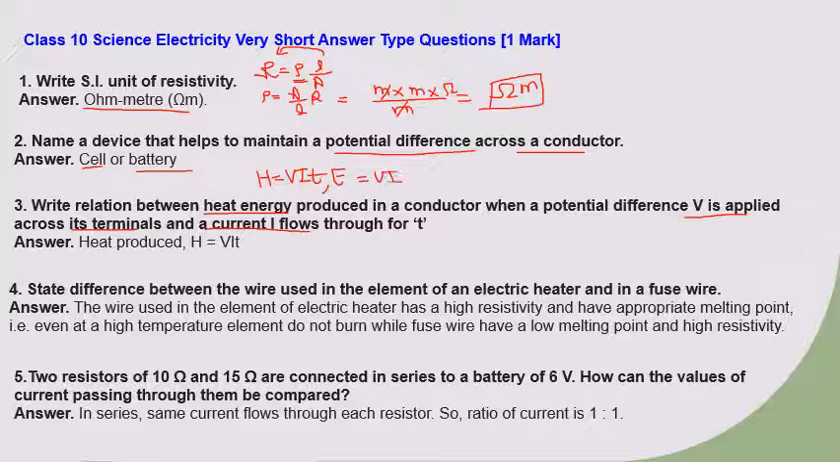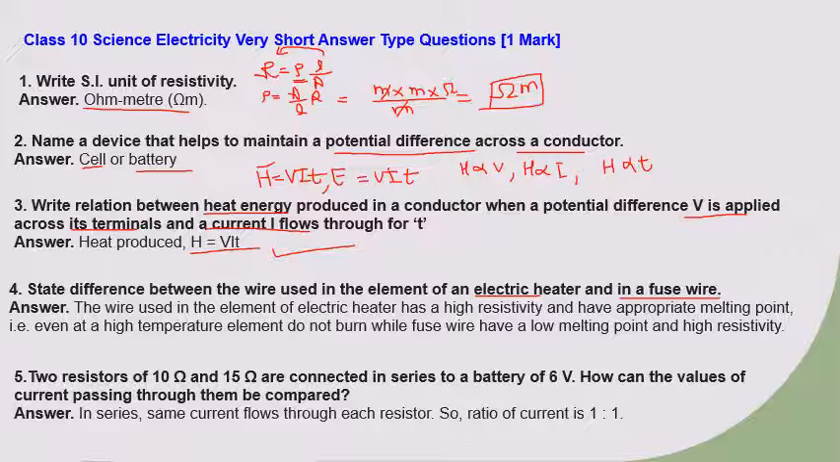Now as we know that if more current is flowing, more heat is produced, right? So heat is directly proportional to voltage, heat is directly proportional to current, and if I pass that current for a longer time, then also more heat is produced. So even heat is directly proportional to time. So H is equal to VIt is the formula for this.